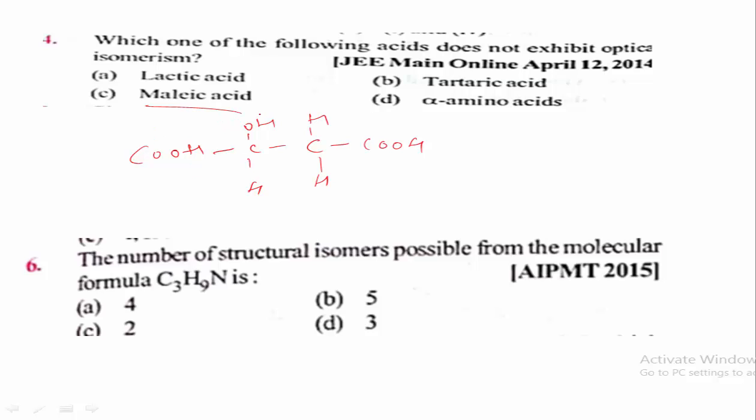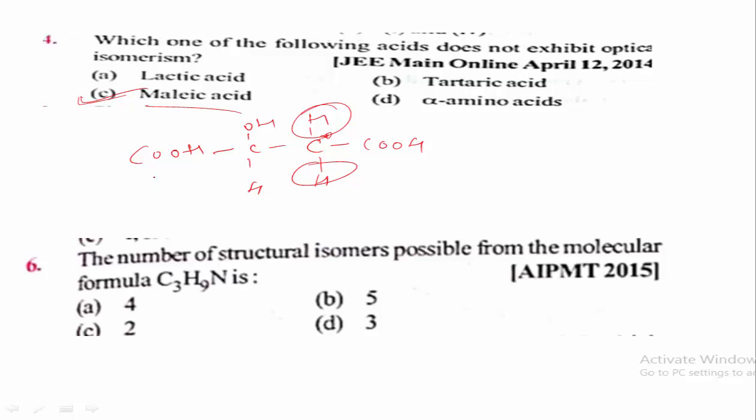Students, remember the question is which of the following acids does not exhibit optical isomerism? Which type of compound shows optical isomerism? You know, it must contain an asymmetric carbon atom. But when you observe this one, if you take this carbon atom, it contains two similar hydrogen groups, therefore it does not contain any asymmetric carbon atom. Therefore, malic acid is the right answer for this question because it does not exhibit optical isomerism.